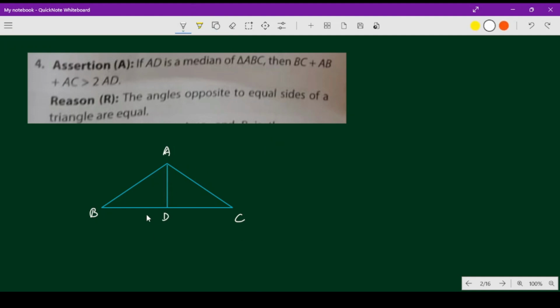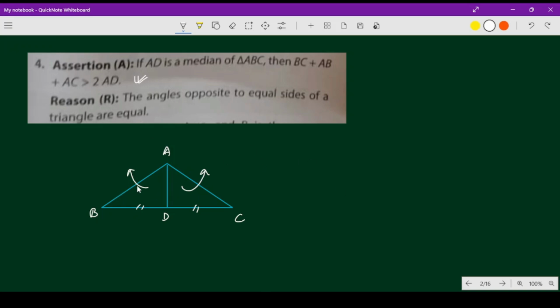So median means this will divide this side BC into equal parts. By doing this, we find that ABD is one triangle and ADC is another triangle, which is divided by the median. If we use the triangle inequality in this triangle and in this triangle separately, then by adding both of these inequalities, we may check whether this inequality is satisfied or not.